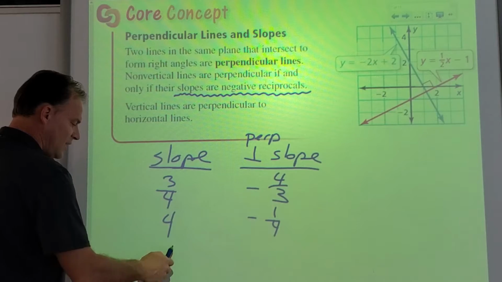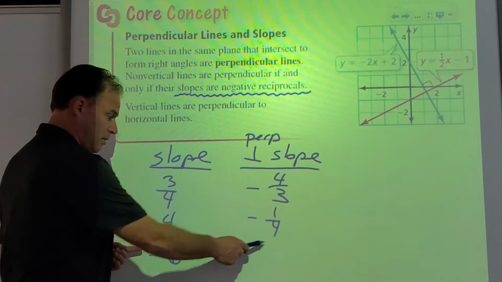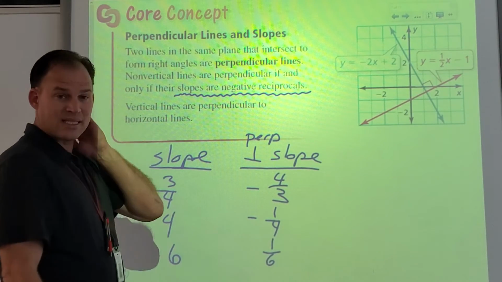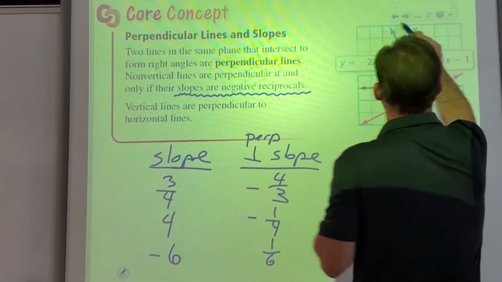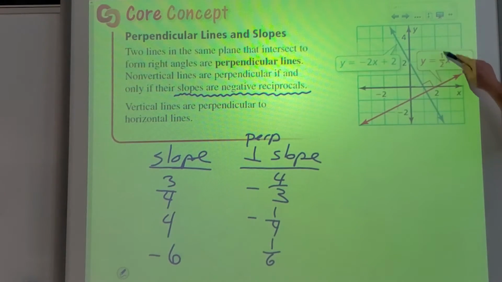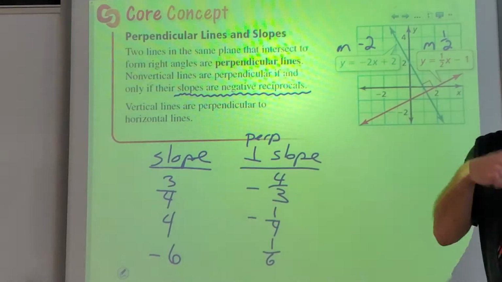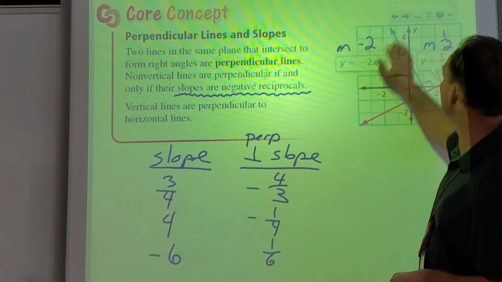If I have -6, the opposite reciprocal: the opposite would be positive 6, which would flip to 1/6. So that's how you do it, and you can tell if things are perpendicular. If we have these two lines here, this line has a slope of 1/2, this line has a slope of -2. Those are opposite reciprocals, so these are perpendicular lines.